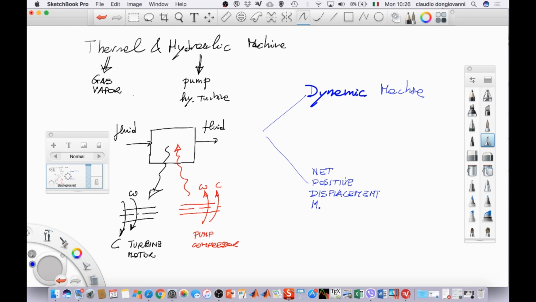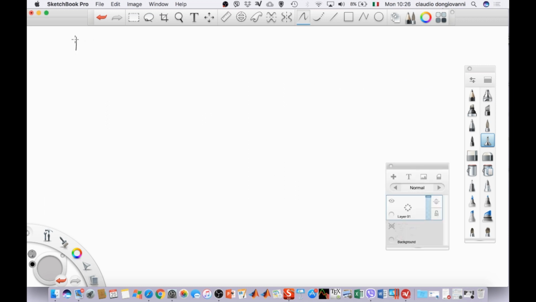Probably it is simpler to understand how a net positive displacement machine works, because you can build a machine like this with a few instruments. For example, I would like to show you how you can build a very simple pump, or compressor, belonging to this category. The only thing you need is a syringe. So something like this, with a plunger that you can move.